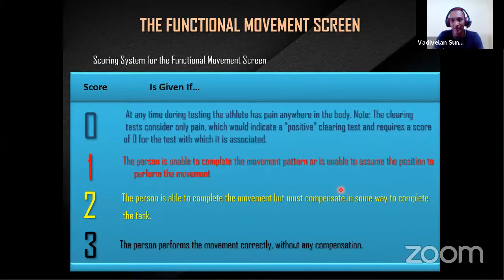The score is 1 if the person is able to complete the movement, but with compensation. The score is 2 if the athlete can complete the movement with proper position. The score is 3 on a 4 point scale. Start with 0: the athlete is not able to perform because of pain. 1 is not able to complete the movement. 2 is complete with compensation, and 3 is complete perfectly.